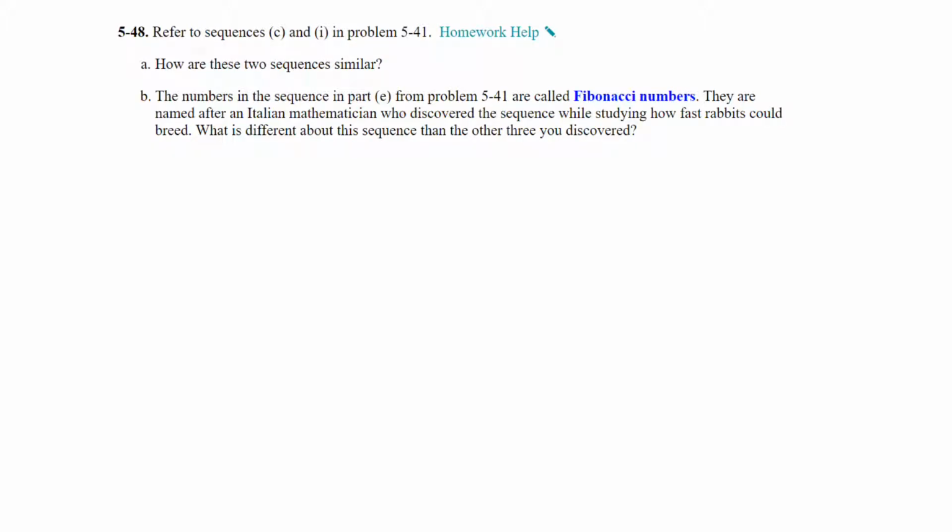Question 48. Refer to the sequences C and I in problem 5-41. How are these two sequences similar? And then the numbers in the sequence in part E from problem 5-41 are called Fibonacci numbers. They are named after an Italian mathematician who discovered the sequence while studying how fast rabbits could breed. What is different about this sequence than the other three you discovered? So we need to go back to question 5-41 from the core problems and then look at C and I.